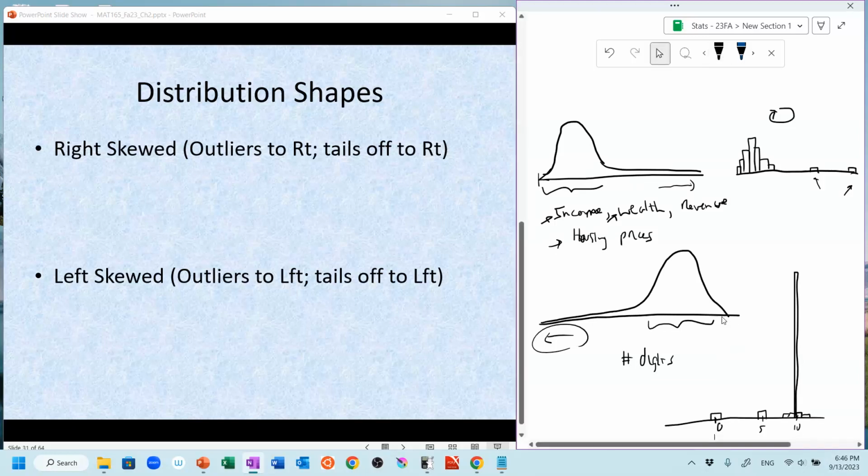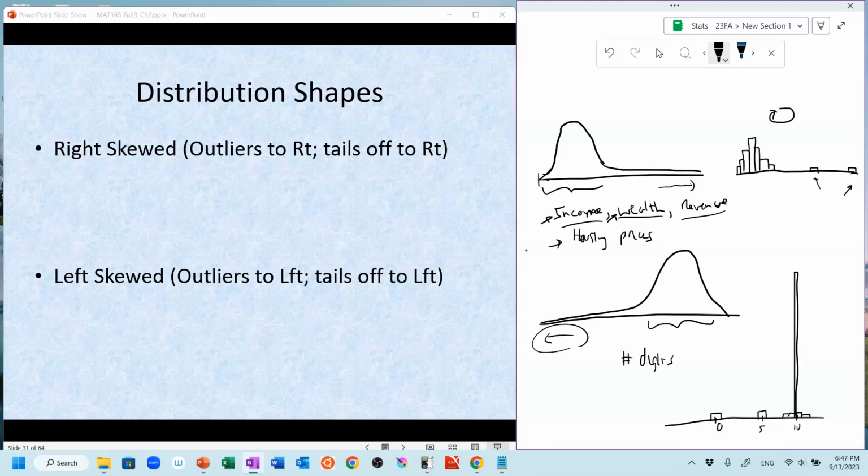So left skewed distributions, I found it kind of hard to come up with real examples that aren't basically just negatives of these, essentially. But here's an example.